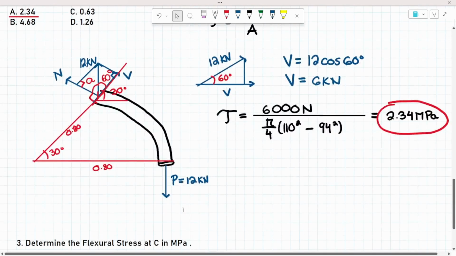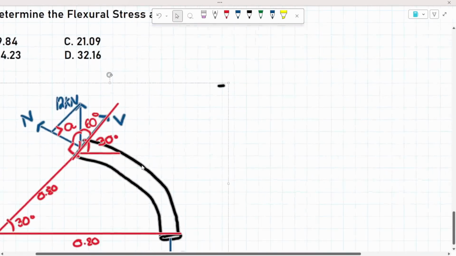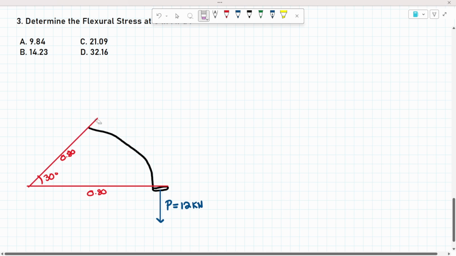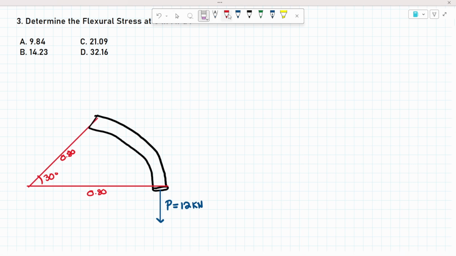Flexural stress naman at C. Let me copy again. This time, since flexural stress, let me erase this one. What do we mean by flexural stress? Flexural stress is simply your bending stress, FB. FB, that is MC all over I. Okay. So we need the moment at point C.